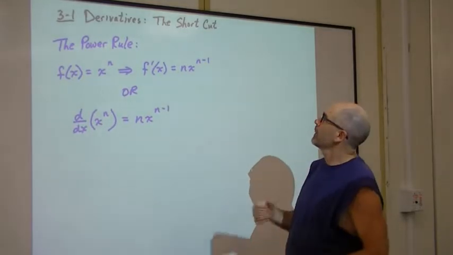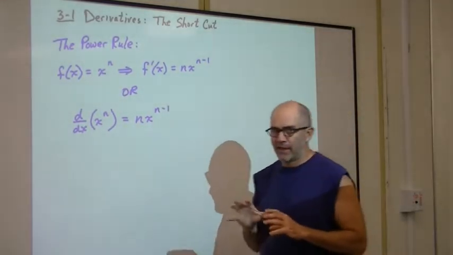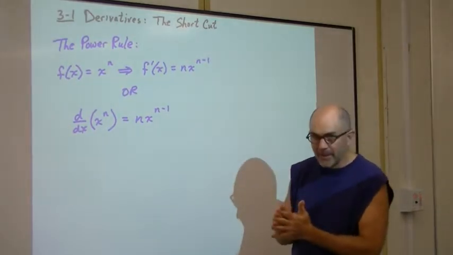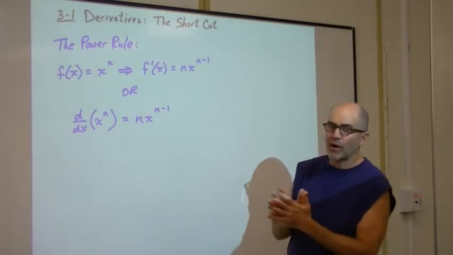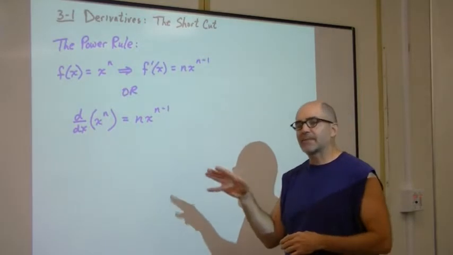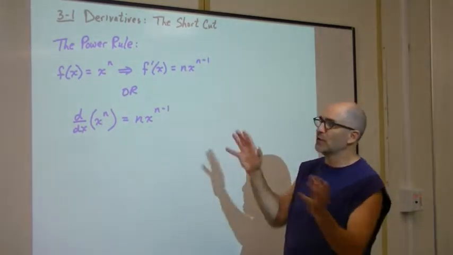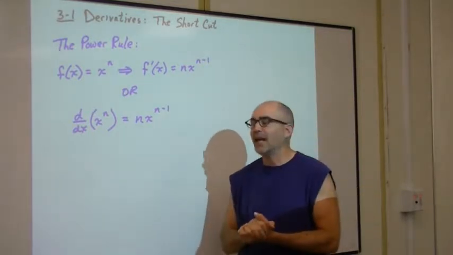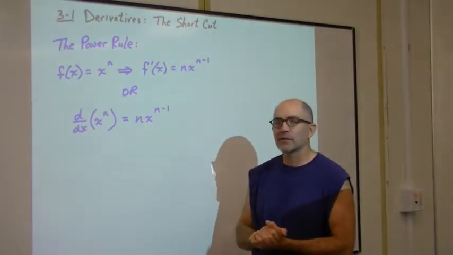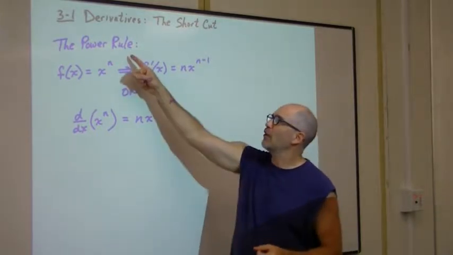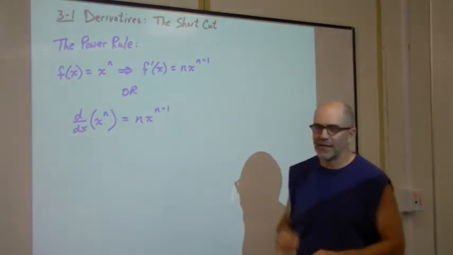Alright, we've been laboring with derivatives, doing the limit as h approaches 0 of f of x plus h minus f of x all over h, and having these huge long things to do. And it turns out it's actually pretty simple. We have this thing called the power rule now.